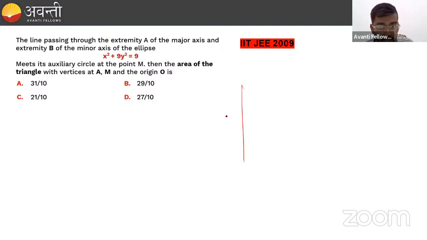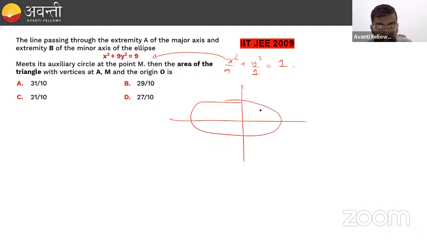So here I'll just draw an ellipse. This is x square upon 9 plus y square upon 1 equals 1. So this will be the ellipse, since a is greater than b here, right? And it is saying the extremity of the major axis, which is this point, and the extremity of the minor axis. So this is the line. This line passes through the auxiliary circle. The auxiliary circle will be something like this.